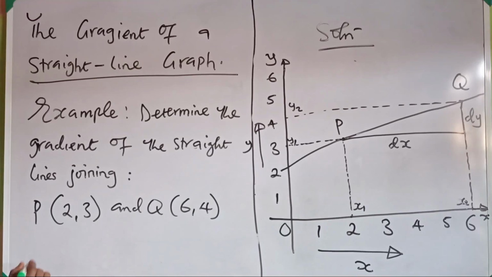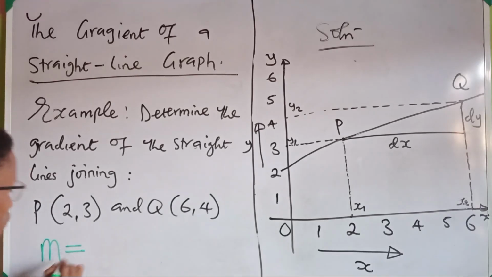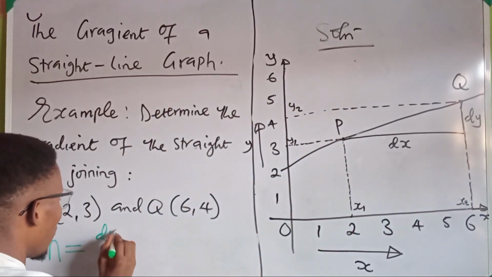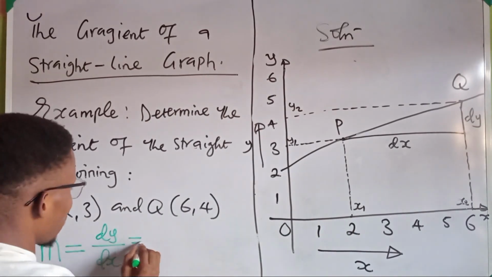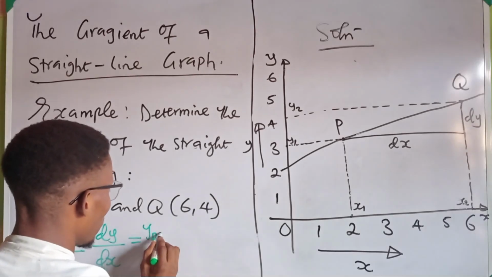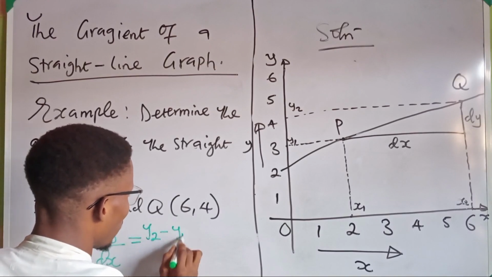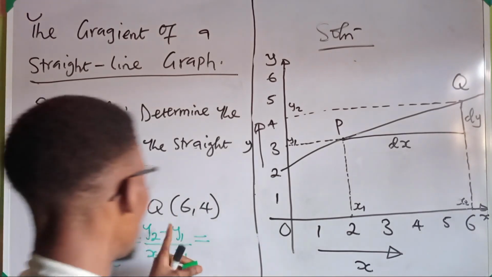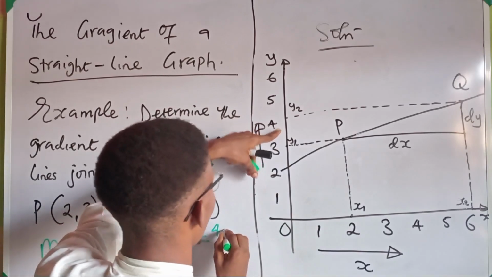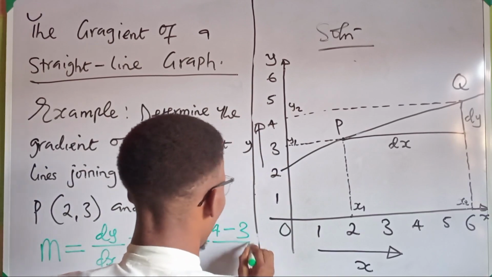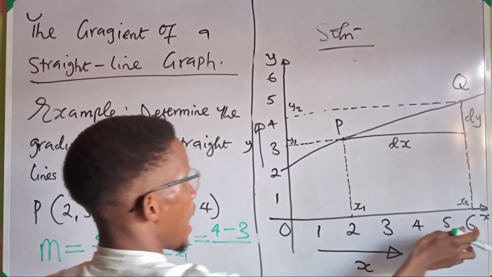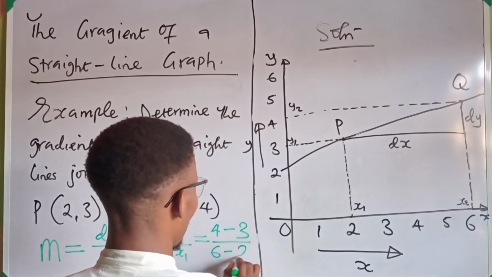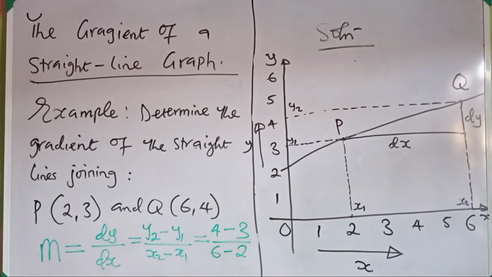Let's say the gradient, being m, because we use m to represent the gradient of the graph, is equal to the change in y over the change in x, which gives us y2 minus y1 over x2 minus x1. That gives us y2 is 4 minus y1 which is 3, all over x2 which is 6 minus x1 which is 2. This is how you solve it.